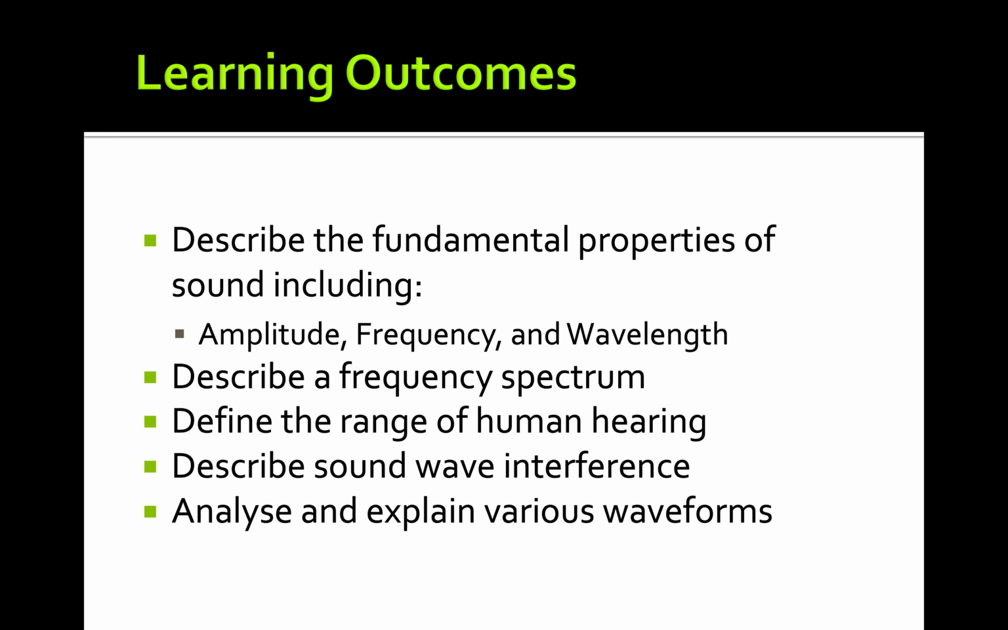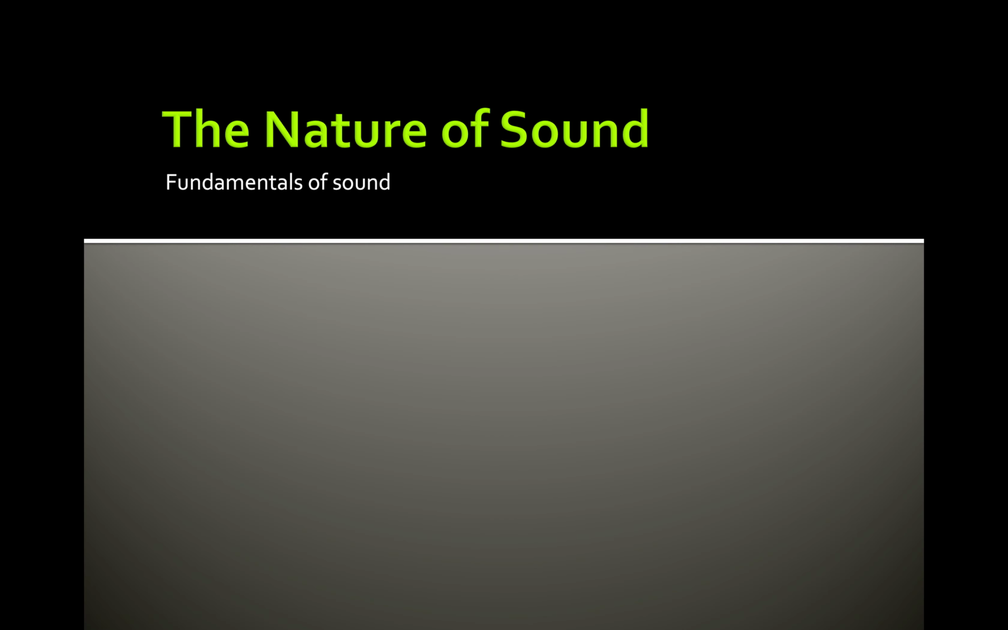So what are the learning outcomes of this session? Describing the fundamental properties of the sound, including the frequency, amplitude, and the wavelength. We will also be able to describe what a frequency spectrum is, and what the human hearing range is. I mean, what a human ear can hear. Describe sound wave interference and analysis and explain various waveforms.